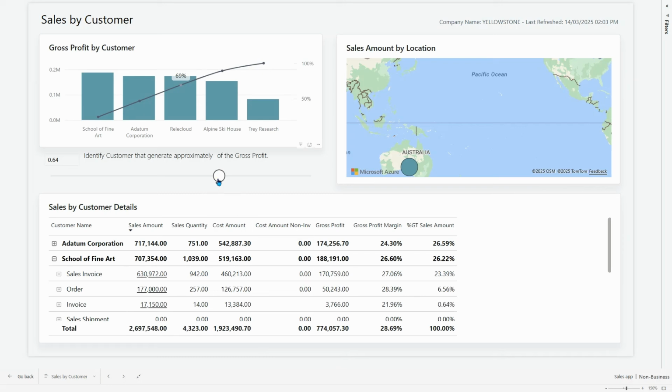The first here is a Pareto analysis. So I can simply say, what is the population of my customers that generate 70% of my profit? Or if I want to go for a higher amount, then I know that Alpine, Relecloud, Adatum, and School of Fine Art are accounting for 90% of my sales. This data set is very evenly distributed. You probably have more variation in the profit by customer.